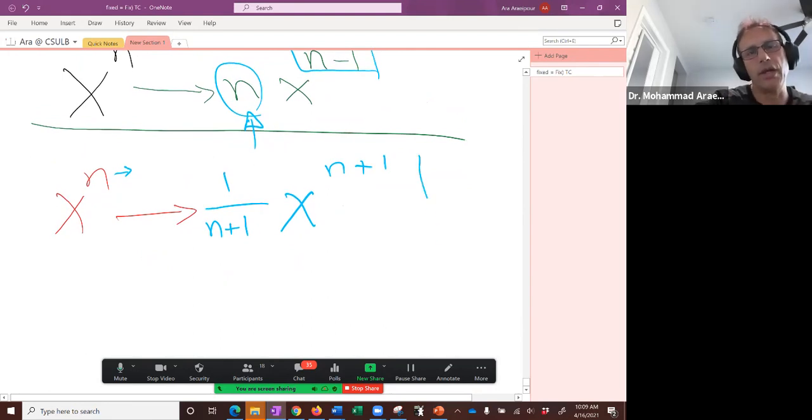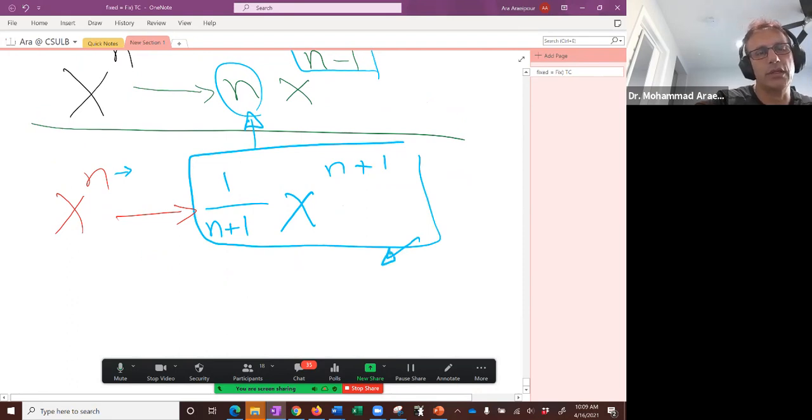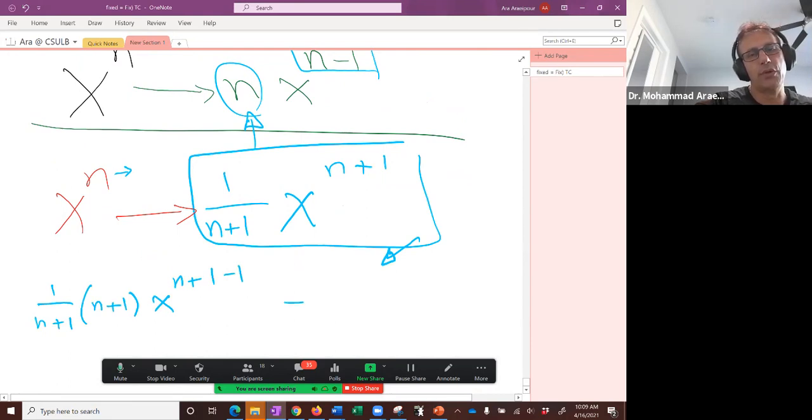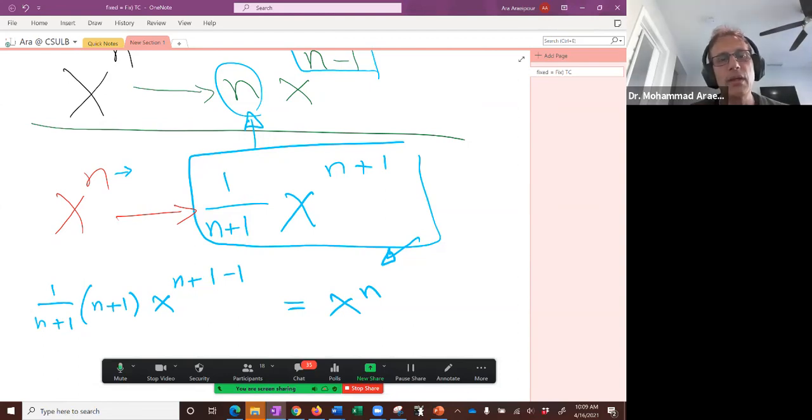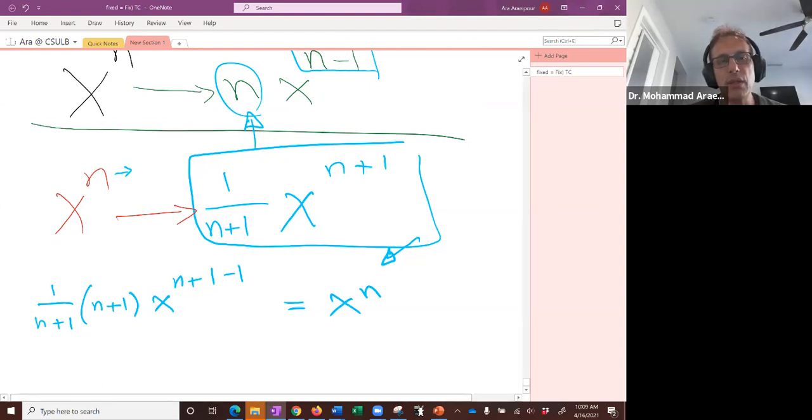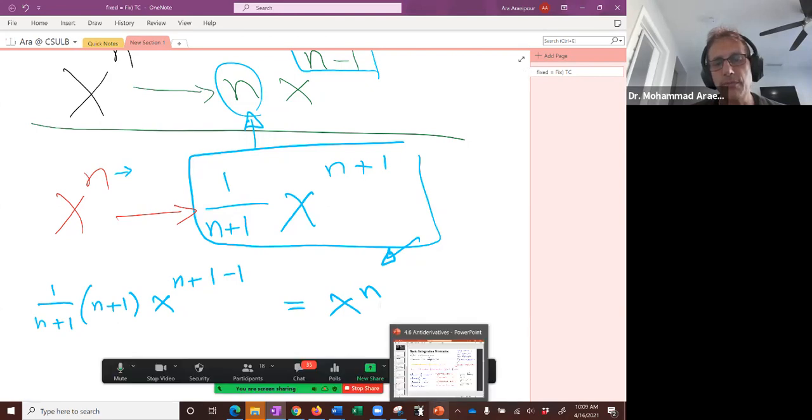And to check, let's differentiate the right side. If I differentiate the right side, what do I get? 1 over n plus 1 times the exponent, which is n plus 1. And I'm going to subtract 1 from the exponent. And I hope you realize we get x to the power of n back. So that works. This is, in fact, the justification as to why the reverse process is 1 divided by n plus 1, x to the power of n plus 1.